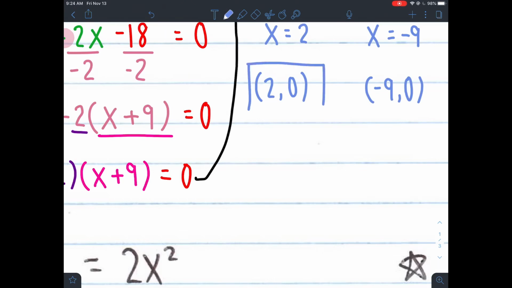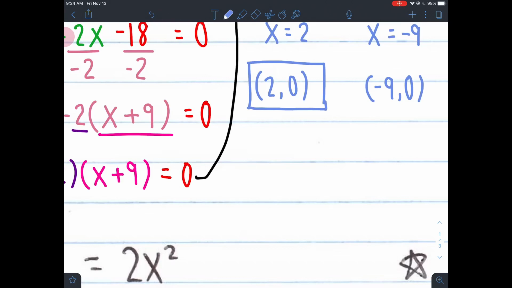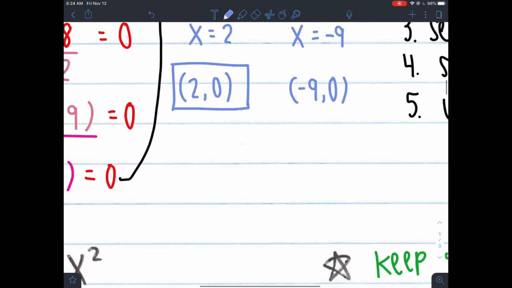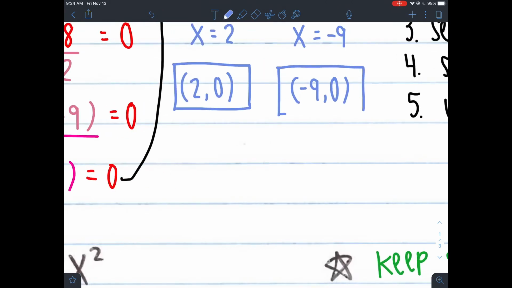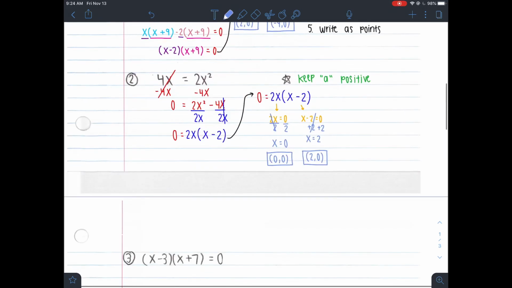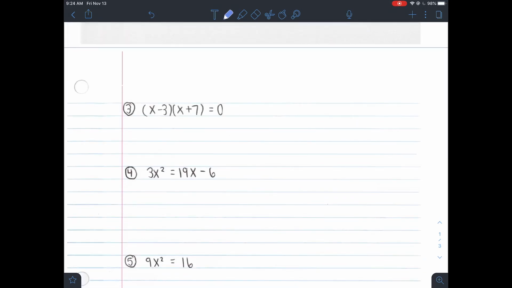So here we have two x-intercepts as well. And again, I could have solved this by graphing. But we need to be able to use all types of methods to solve, because sometimes one is easier than the other. Sometimes we don't have a graph handy and we can't actually graph it. So, all right, moving on to number 3.